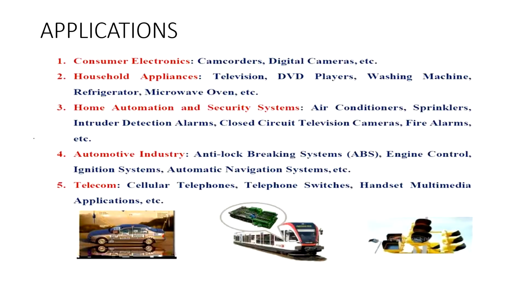The next one is applications. Where are these embedded systems applied? First and foremost, they are applied in consumer electronics like camcorders, digital cameras, etc. Then second, they are used in household appliances like television, DVD players, washing machine, refrigerator, microwave oven, etc. The next one is home automation and security systems. Here: air conditioners, sprinklers, intruder detection alarms, closed circuit television cameras and fire alarms.